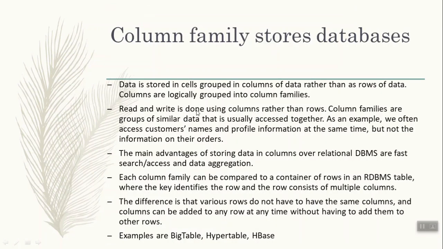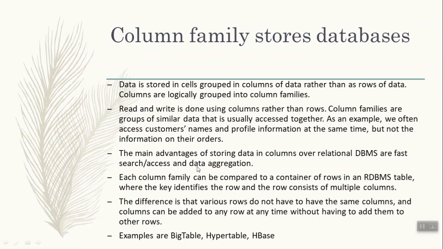Read and write is done using columns rather than rows. Column families are a group of similar data that is usually accessed together. As an example, we often access a customer's name and profile information at the same time, but not the information on their orders.